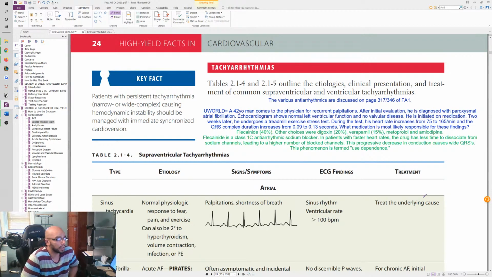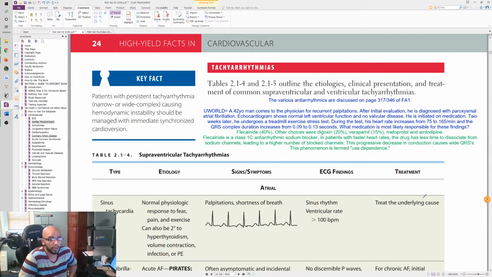So, a UWorld question that says, a 42-year-old man comes to the physician for recurrent palpitations. After initial evaluation, he is diagnosed with paroxysmal atrial fibrillation. Echo shows normal left ventricular function and no valvular disease. He is initiated on medication. 2 weeks later, he undergoes a treadmill exercise stress test. During the test, his heart rate increases from 75 to 165, and the QRS complex duration increases from 0.09 to 0.13. What medication is most likely responsible for these findings?